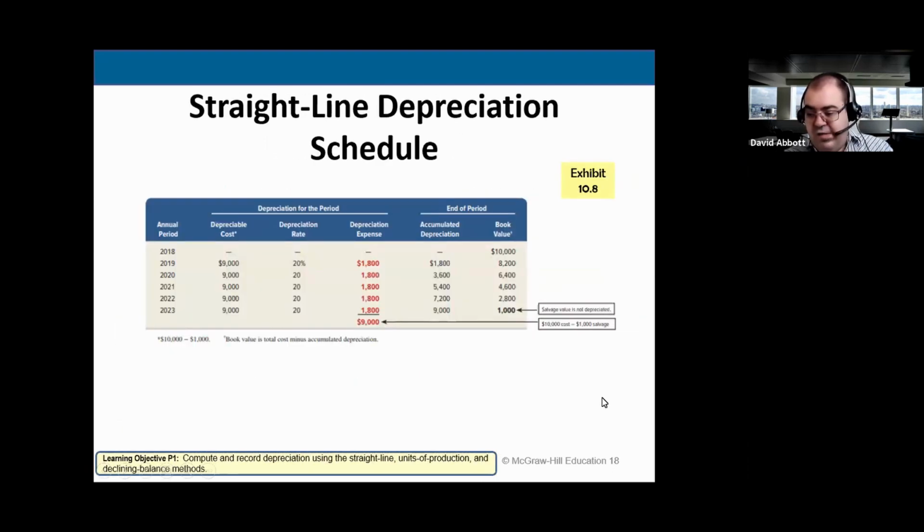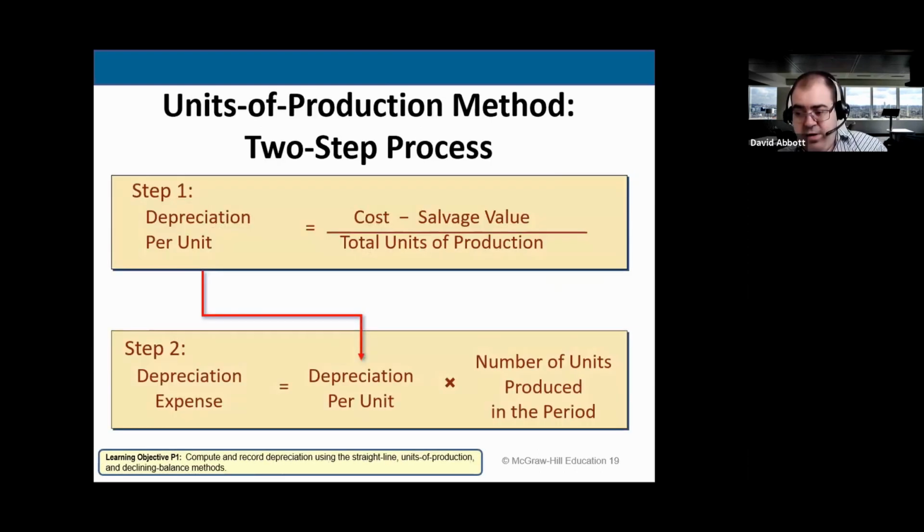Now note 3 points in this exhibit. First, depreciation expense is the same for each period as we said. Second, accumulated depreciation is the sum of current and prior periods' depreciation expense. Third, the book value declines each period until it equals the salvage value at the end of the useful life. The unit of production method, two-step process.